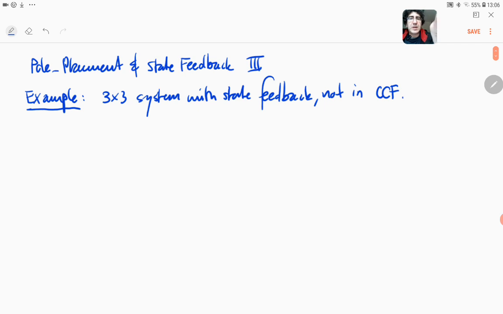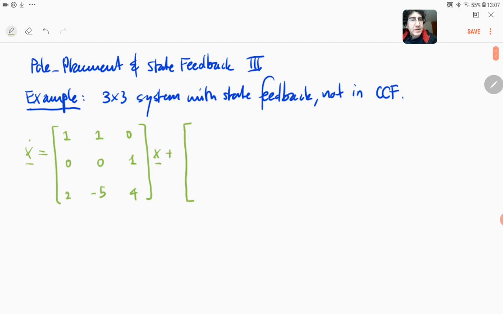The system's going to be x dot equals, we will have a 3x3 system matrix, 1 1 0, 0 0 1, and 2 minus 5 4, times x, plus 0 0 1 times u, and y is equal to 3 1 0 times x.